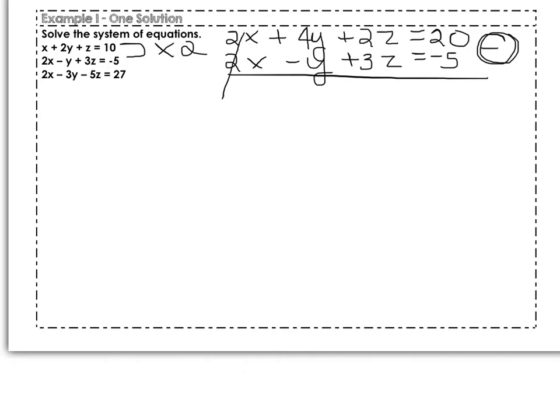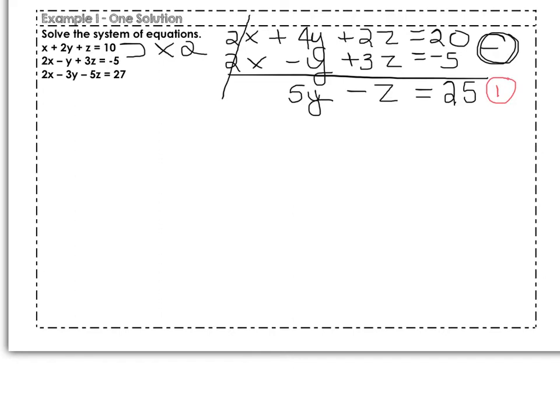2x minus 2x, well, that goes away, that cancels out. That was the whole goal. 4y minus negative y. Well, minus and negative becomes a positive, so 4y minus negative y becomes 5y. 2z minus 3z becomes negative z. 20 minus negative 5, once again, got that double negative going, becomes 25, okay? So this is going to become my first 2 by 2 system of equations that I'm going to create, okay? So I'm going to hold on to it and I'll use it in just a moment.